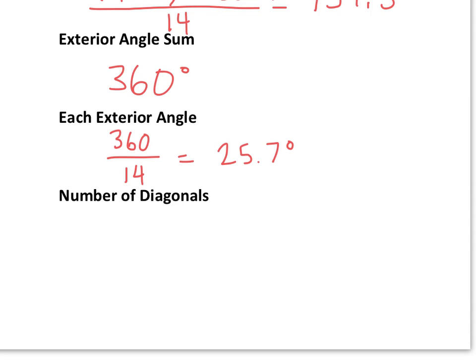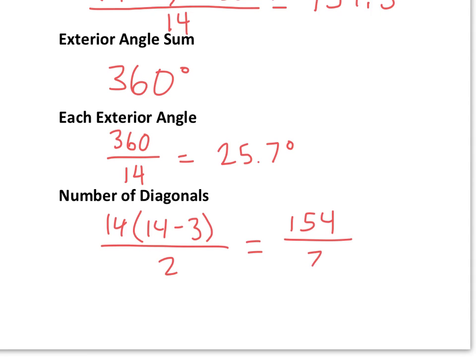Finally, the number of diagonals, n times (n minus 3) divided by 2. That's 14 times (14 minus 3) divided by 2. That becomes 154 divided by 2, which equals 77.